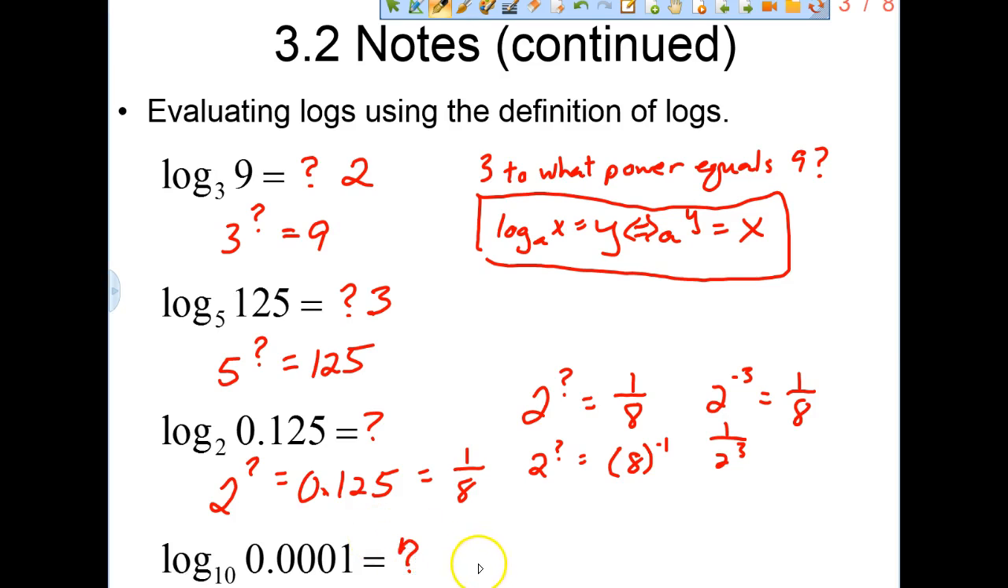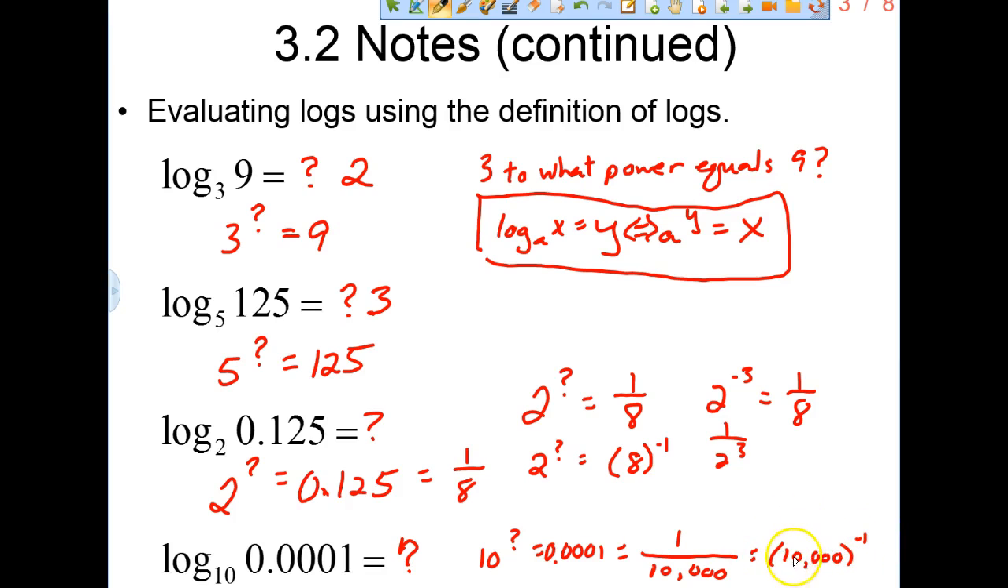And so we can write 10 to what power is 0.0001. Now, once again, we would want to rewrite this as a fraction. So 0.0001 is 1/10,000, right? But of course, 1 over 10,000 is really 10,000 to the negative first, right?